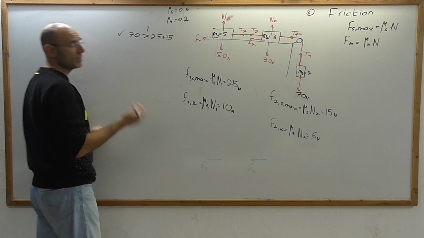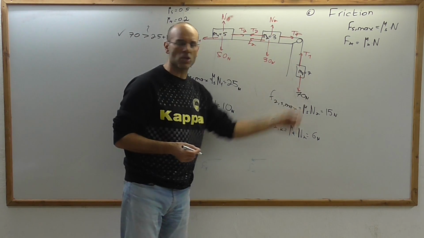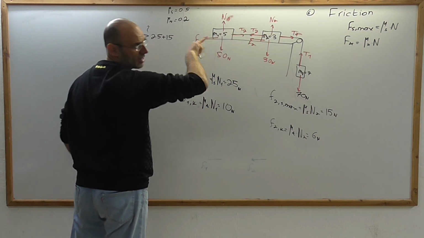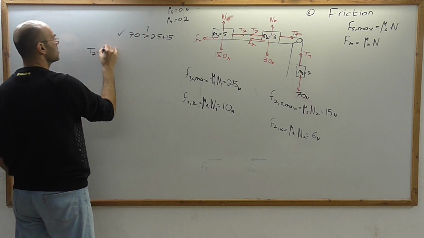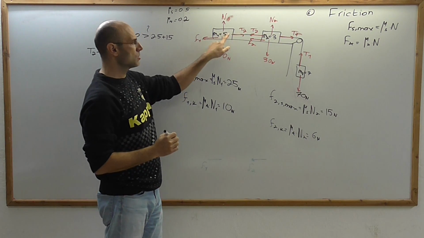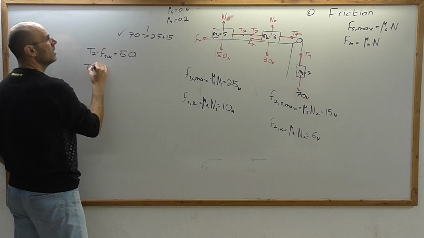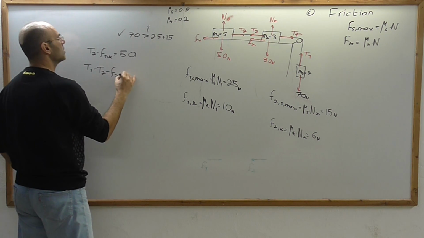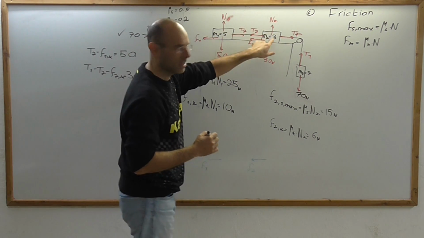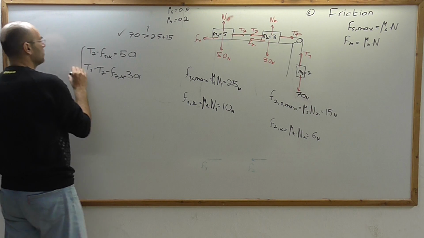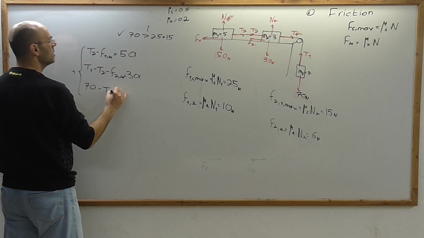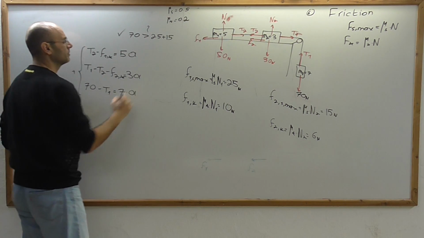So I want to know what the acceleration is. Let's treat each object at a time. If I write the equation on this one, obviously it accelerates to the right. So T2 minus F1 kinetic equals 5A. That minus that equals 5A. If I apply forces there, it is T1 minus T2 minus F2 kinetic equals 3A. And if I write the equation here, it will be 70 minus T1 equals MA.